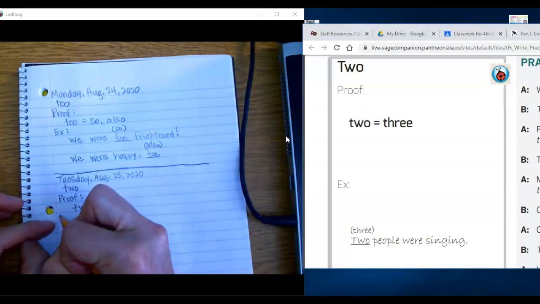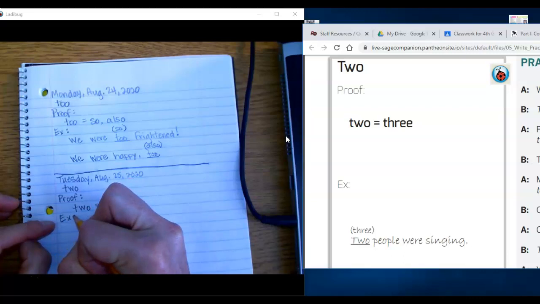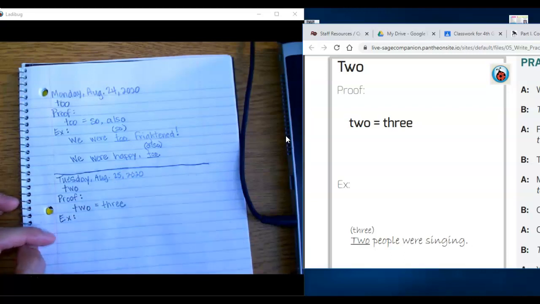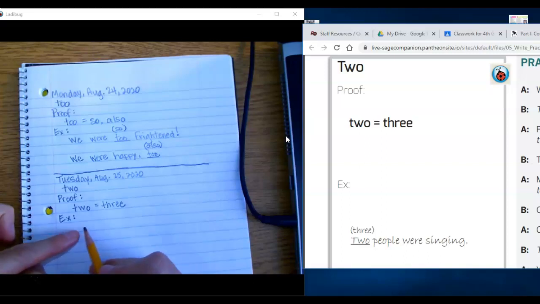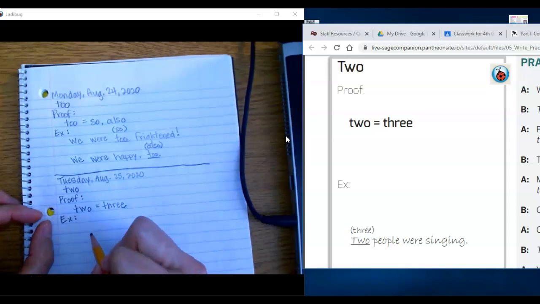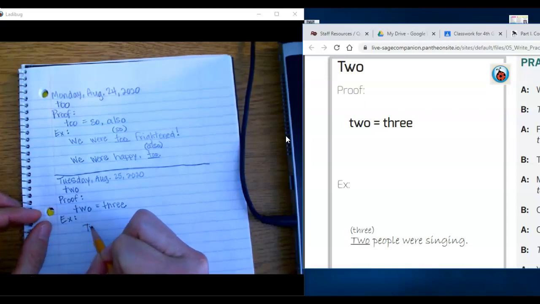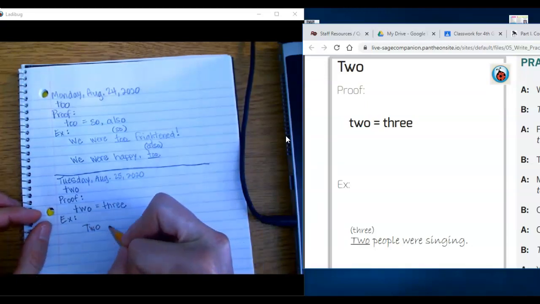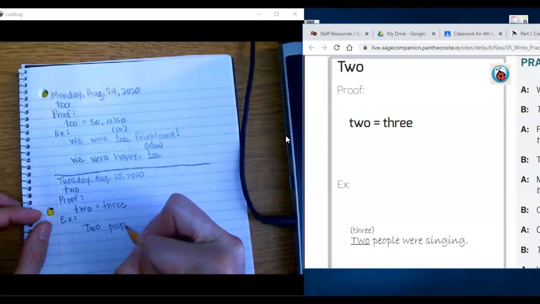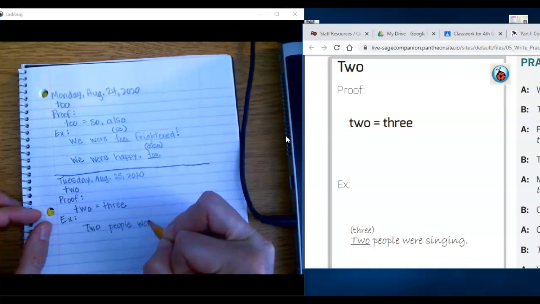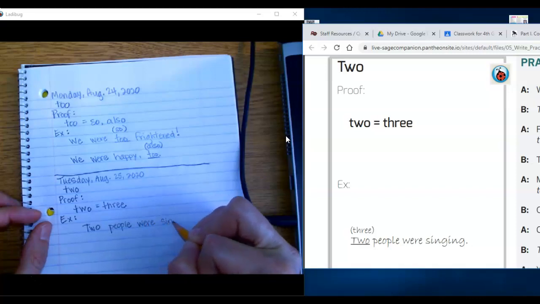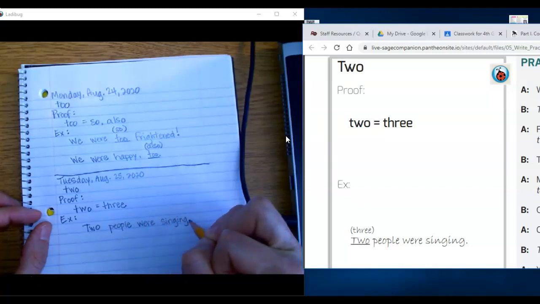And then our example sentence, this one only has one, so we only have to write one example sentence. Our example, I'm not going to skip a line, I'm just going to kind of move over so I have room to put in parentheses my proof. And you can do the same thing. So our sentence is two people were singing. Two people were singing.